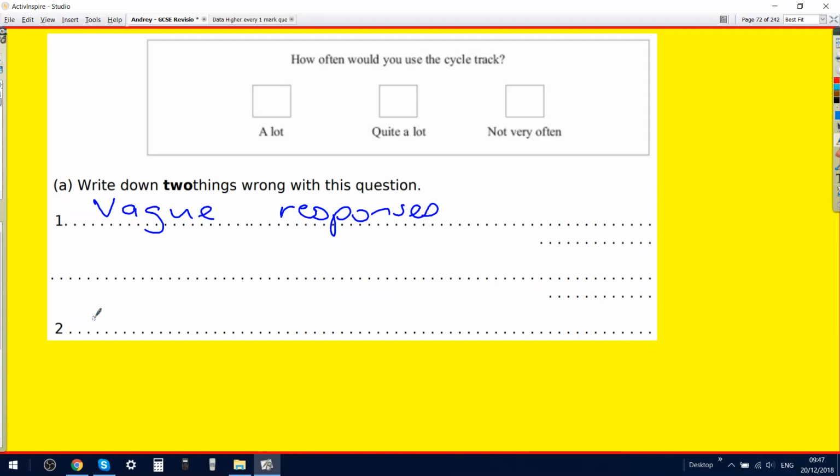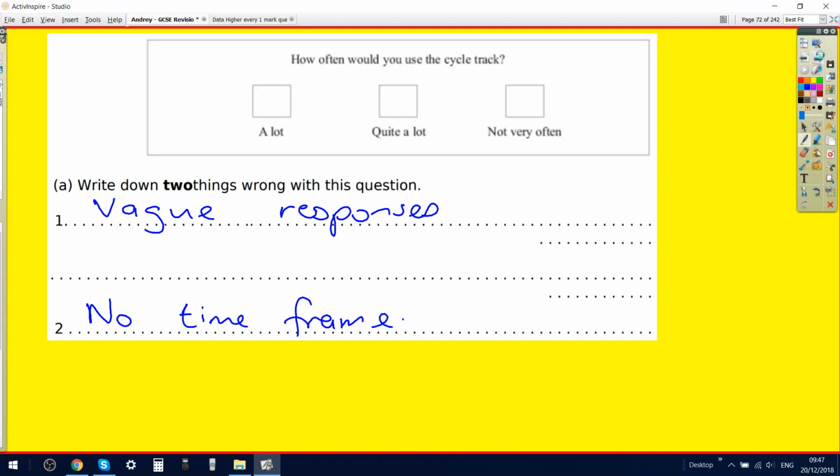Yeah. There's another much more important one. Totally different one. Is it like no time frame? Yeah, no time frame. That's it. And so you can see the same ones coming up again and again.